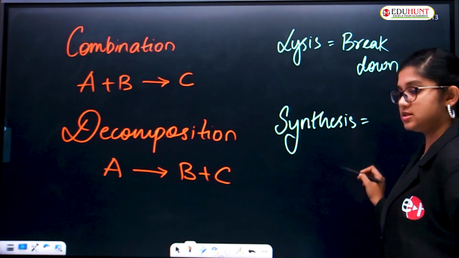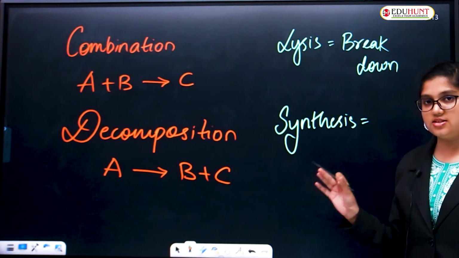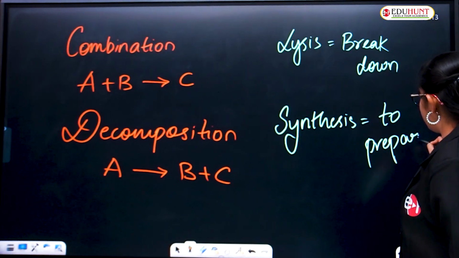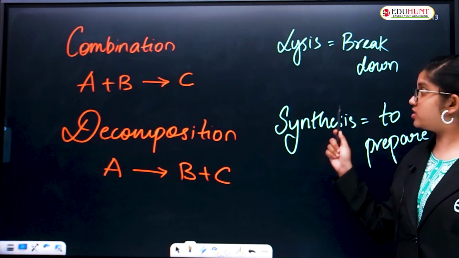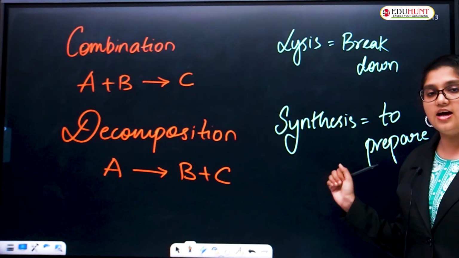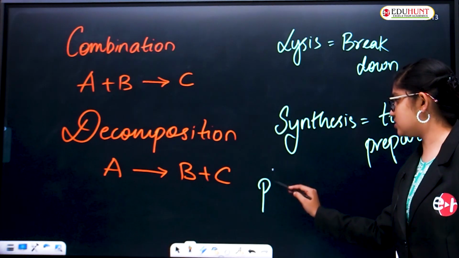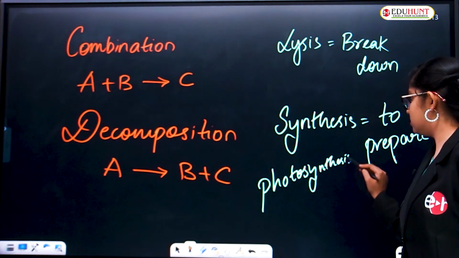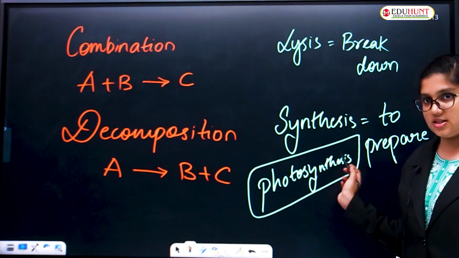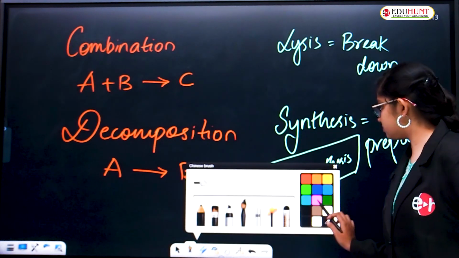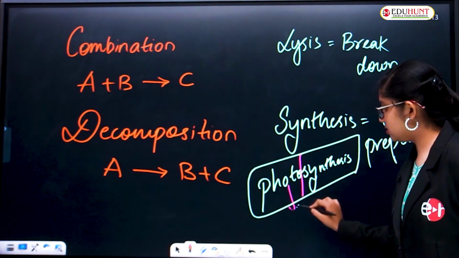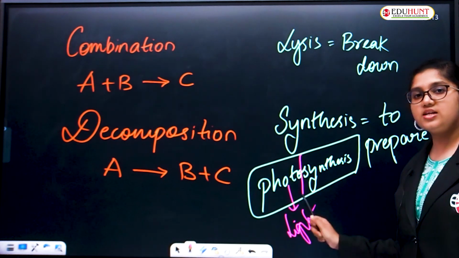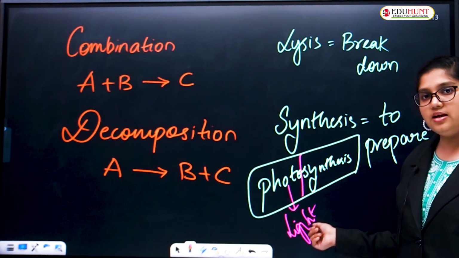And synthesis, you know this word synthesis? Photosynthesis is there, right? Synthesis means to prepare. Whenever you see a word with a suffix, when one of these two words is used, lysis or synthesis, for example photosynthesis. Photosynthesis is the example for synthesis. So in photosynthesis, photo means light, synthesis means to prepare. So using light energy the plants prepare their own food.